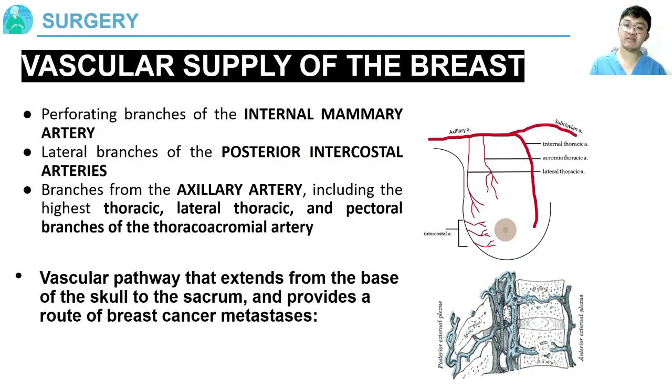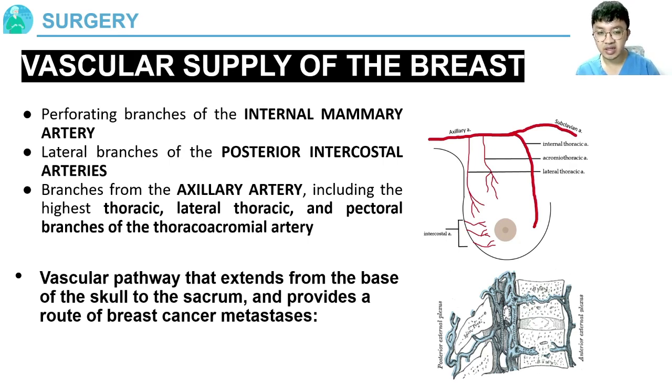For the vascular supply of the breast, as mentioned in the question, your internal mammary artery, your posterior intercostal arteries, and your axillary artery, giving off the lateral thoracic and pectoral branches of the thoracoacromial artery, all provide good vascular supply to the breast.